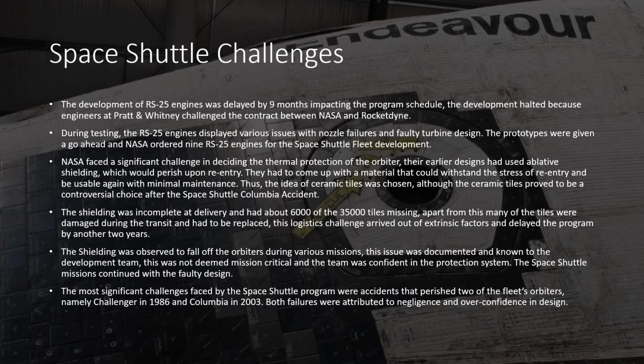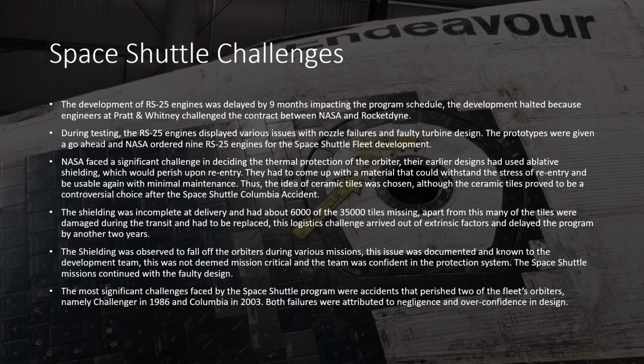The impact of going with a different thermal protection system was that the shielding was incomplete at the delivery of Space Shuttle Columbia, and about 6,000 of the 35,000 tiles were missing. Apart from this, many of the tiles were damaged during transit and had to be replaced. The logistical challenge arose out of extrinsic factors and delayed the program by another 2 years.